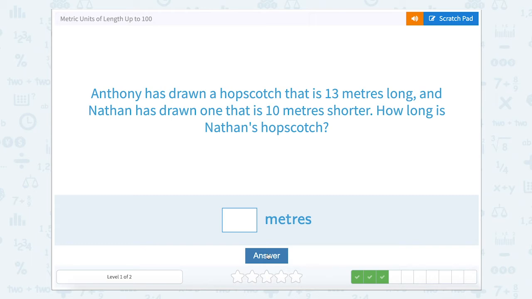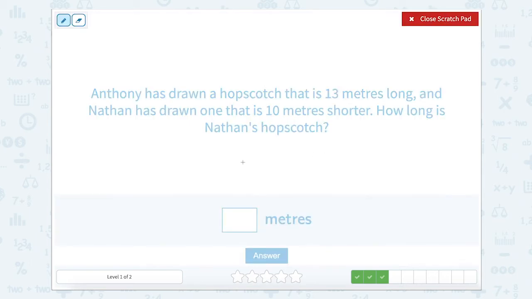Super job. Anthony has drawn a hopscotch that is 13 meters long, and Nathan has drawn one that is 10 meters shorter. How long is Nathan's hopscotch? Well, let's draw it. I used to love doing hopscotch, so let's draw this long hopscotch here, 13 meters long. So this is Anthony's. I'm going to put an A for Anthony.